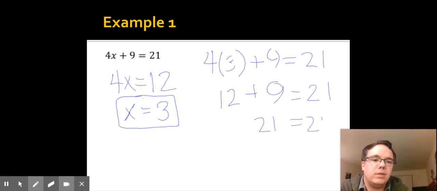And does 21 equal 21? Yes, indeed. So my solution of 3 is correct. It is the one value that makes this equation true. Again, I'm not going to make you check all your solutions. I'm just going to show you this one. But you can check any solution by plugging it back in for all of the variables and then simplifying both sides of the equal sign to make sure they are equal.